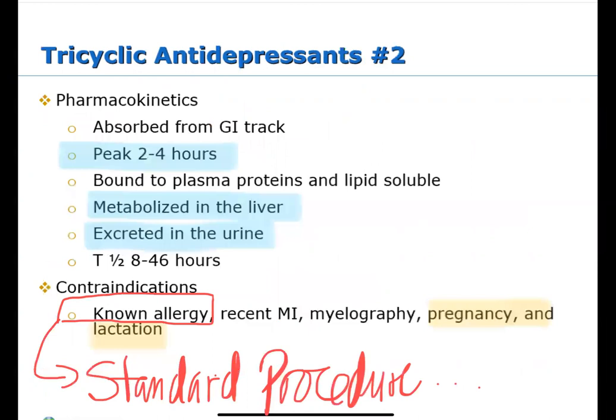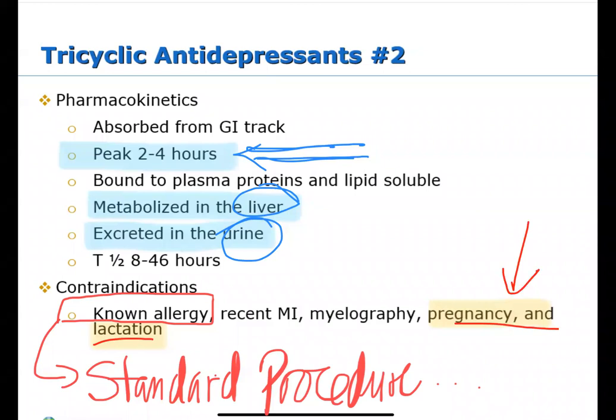Number two, they peak about 2 to 4 hours, very important in terms of people that may not be able to metabolize or excrete accordingly. It's metabolized in the liver and excreted in the urine. And when it comes to contraindications, this is a pretty simple standard procedure. Pregnancy and lactation, these are the very bad guys. This is what's important. But also take a look at these. This here is what I call standard procedure, because this is inherently present for every medication out there, not just antidepressants.